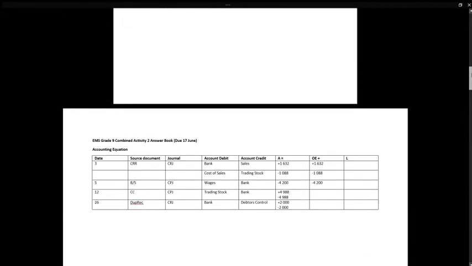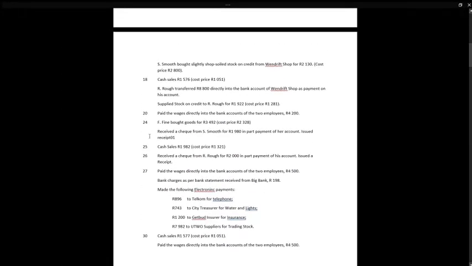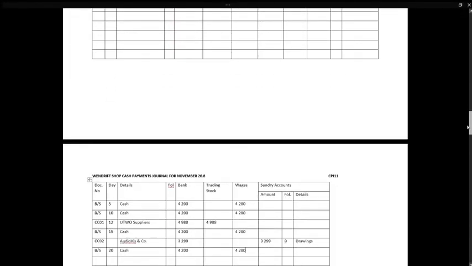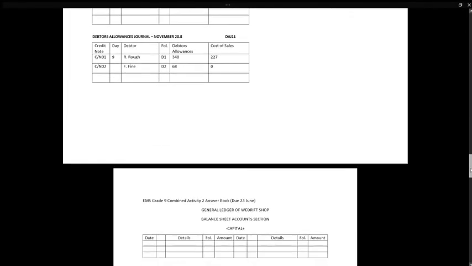Next transaction took place on the 24th. Fine bought goods for 3,492 Rand, of which the cost price was 2,328 Rand. Right, so on credit, we know Fine is a debtor, so we can go straight to the debtor's journal.